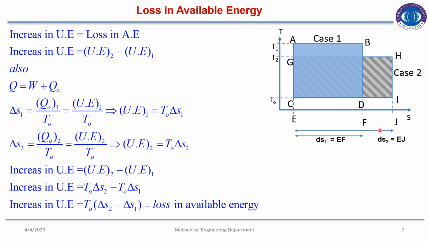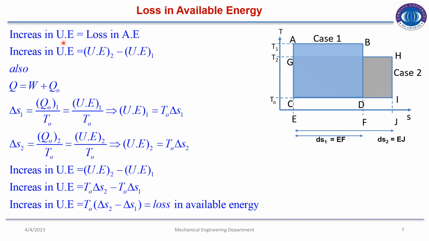And now on the x-axis, as that is entropy, here we have discussed the change of entropy for case 1, which is equal to EF, and the change of entropy for case 2, dS2, which is equal to EJ. The distance between E and F represents the change of entropy for case 1, and the distance between E and J represents the change of entropy for case 2. Now we get back to the calculations.